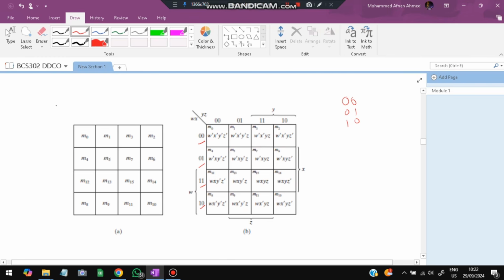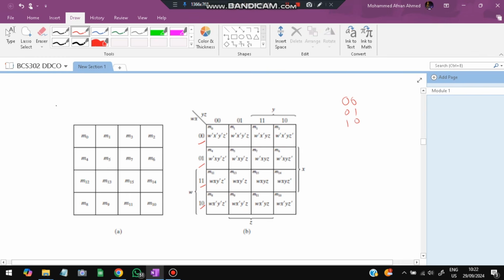Gray code says that you cannot change two things at the same time. So that's why we are writing 1 1 here instead of 1 0, then we'll be writing 1 0. Same thing goes here also, 0 0, 0 1, 1 1 and 1 0. And here we are writing all the combinations which are seen. What are the combinations which are seen?